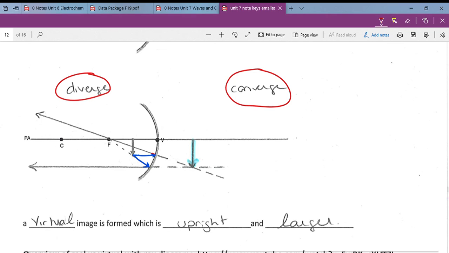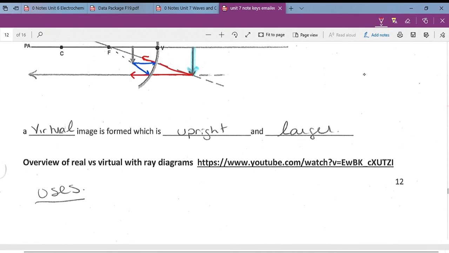The one that came in parallel goes through the focal point. The one that came in through the focal point goes out parallel. They are diverging on the same side as the image, so they will converge on the opposite side of the mirror. And so you get this virtual image, which is upright and larger than the original image. So there's an overview again on real versus virtual with ray diagrams, just if you really aren't getting it or you just want like another example of how this happens.